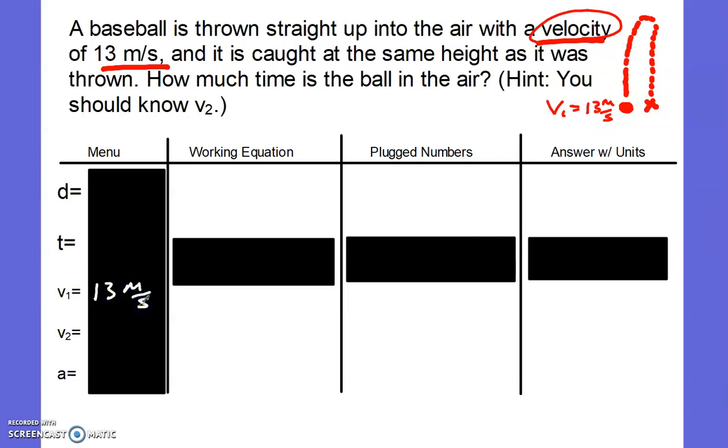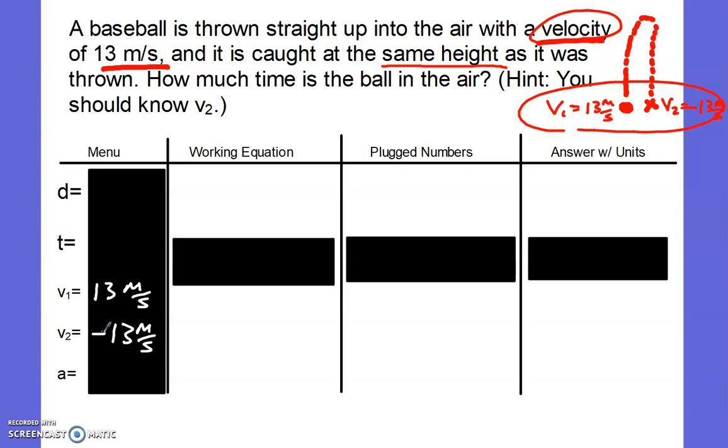Now the hint here is that you should know V2. And the reason we should know V2 is because it says the same height. We wrote down in our notes that if we're at the same height, they are the same velocities, only the other one is negative. So when it's the same height, the velocities are the same, only the second one is negative, whatever the first is.